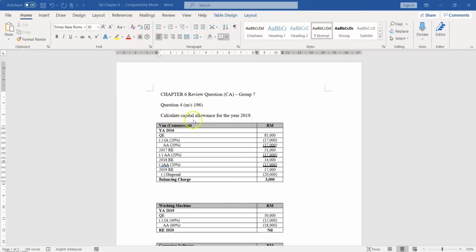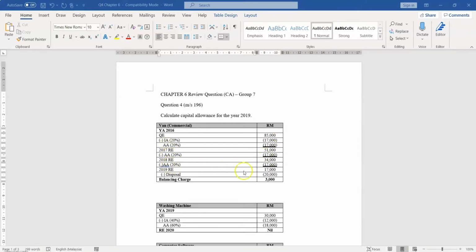To calculate capital allowance for the year 2019, the first one is the van. The van is for commercial purpose, so we directly get the price 85,000 and no restriction. So we will calculate the initial allowance in the first year and the annual allowance for the first, second, and third year.